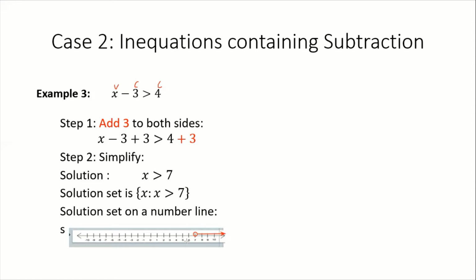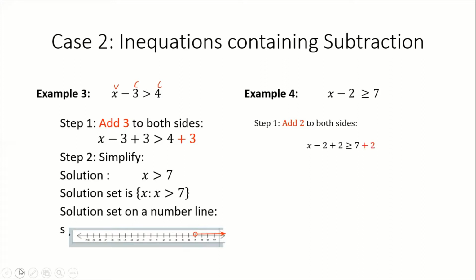And that's it. It is that simple. Nothing hard, nothing difficult. Let's look at our final example. So our final example is x minus 2 is greater than or equal to 7. Step 1, we're going to do what? Add 2 to both sides. How do you write that? That is how you would state it in your book: x minus 2 plus 2 is greater than or equal to 7 plus 2.